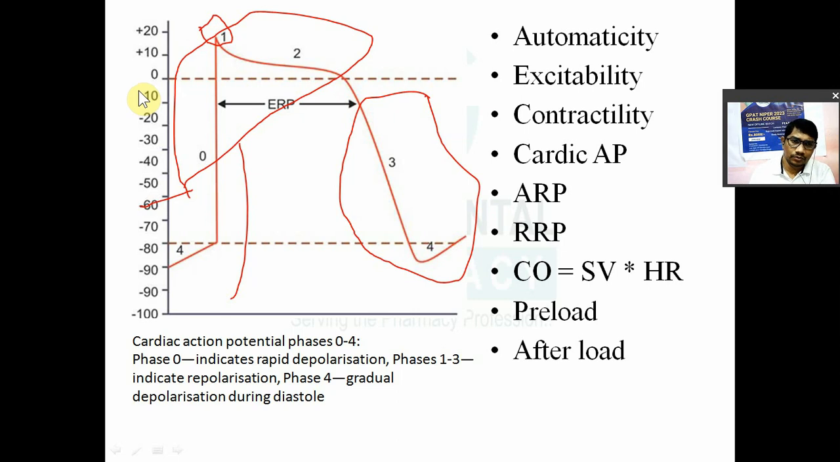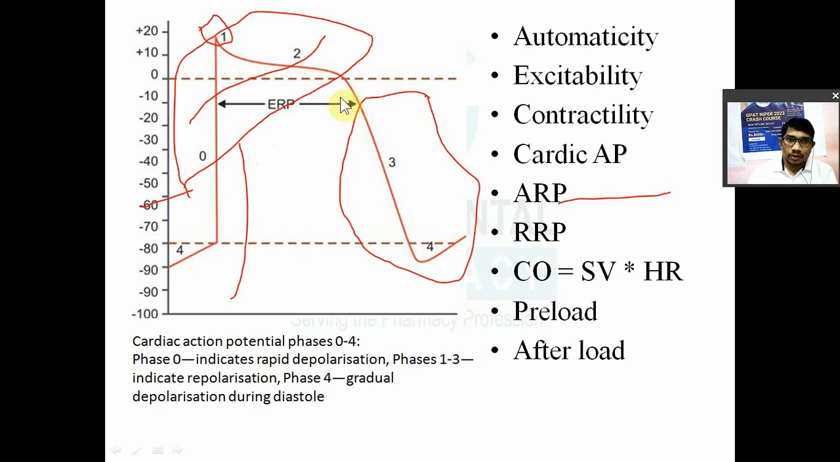Now this is known as the absolute refractory period. During phase 0 and phase 2 of depolarization of the cardiac action potential, if a stimulus of any strength comes, your cardiac cell will not respond. That period is known as the absolute refractory period. During this period, if any stimulus comes, the cardiac cell will not respond.